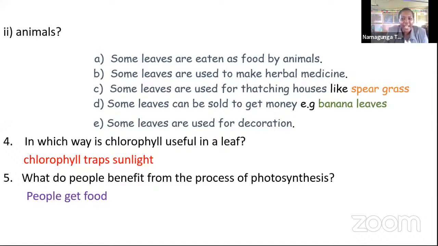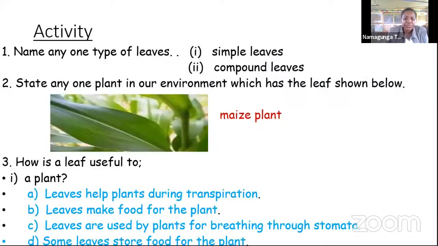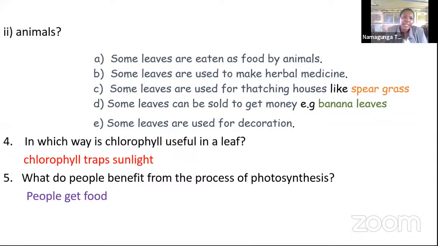Kiza, Benita, are you there? Kiza, are you there? The question still continues. How is a leaf useful to animals? Kiza, are you there? Kiza, my dear, unmute.